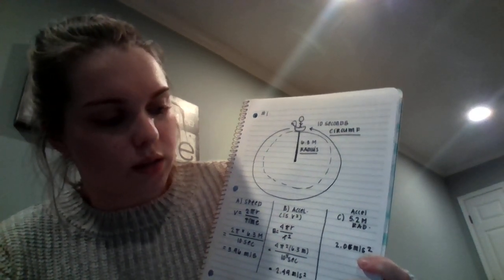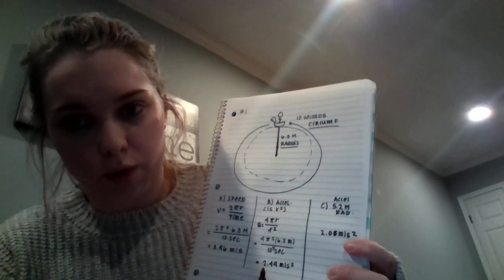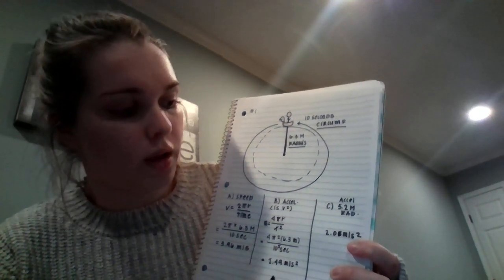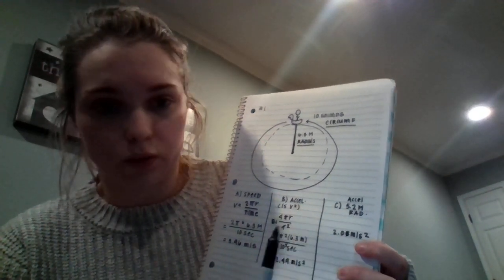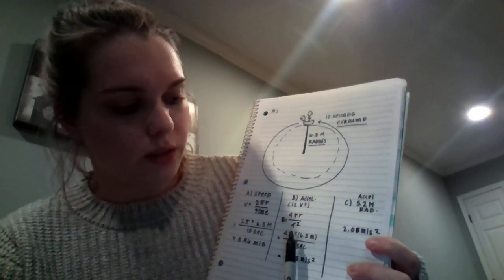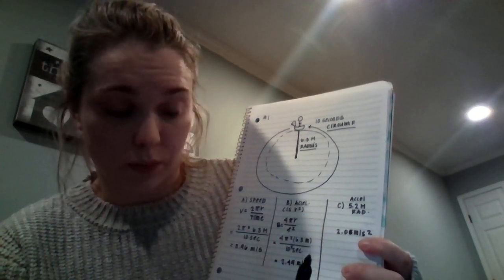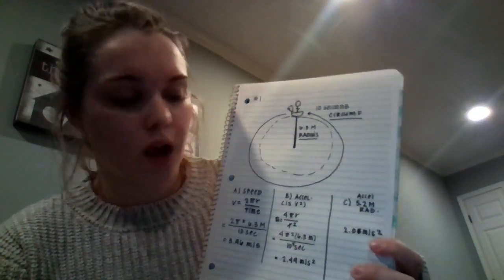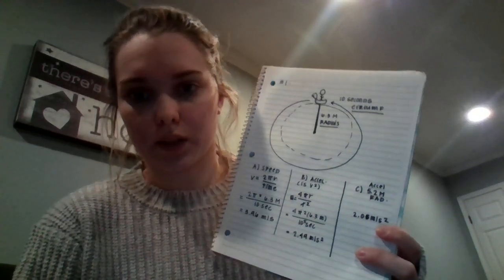In the last part of the problem, part C, you are basically just repeating part B. It's asking for acceleration again, but with a radius of 5.2 instead of 6.3. So I used the same formula, plugged in the 5.2 for the 6.3, and got an answer of 2.05 meters per second squared. So the problem is fairly simple if you just follow the formulas and plug it in.